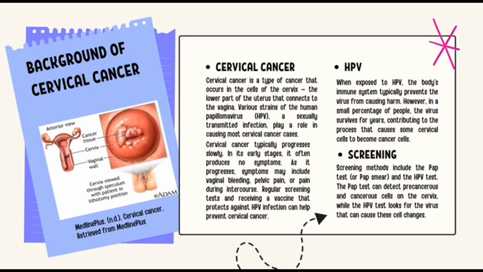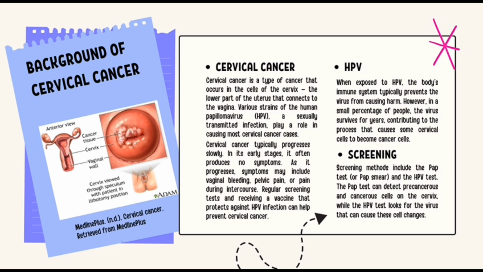Today, I want to explain cervical cancer. Cervical cancer starts in the cells of the cervix, the lower part of the uterus. It is mainly caused by the human papillomavirus, HPV, a sexually transmitted infection. Cervical cancer usually develops slowly and often has no symptoms in the early stages. As it advances, symptoms may include vaginal bleeding, pelvic pain, or pain during sex. Regular screening is important because of this.